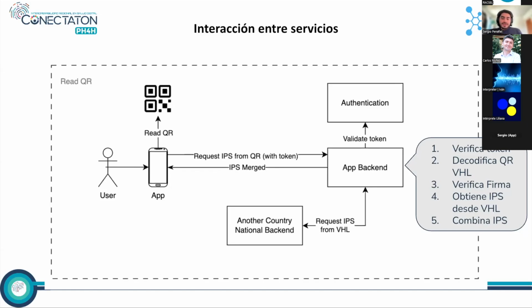And if the signature is okay, then it obtains the IPS that is stored in this VHL using the link that is contained in the payload. And with that IPS, it carries out the last step, which is the combination, the merging of the latest IPS together with the original IPS, and that's what is sent back to the application.